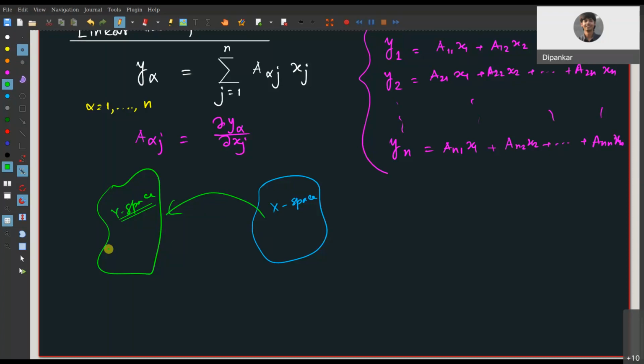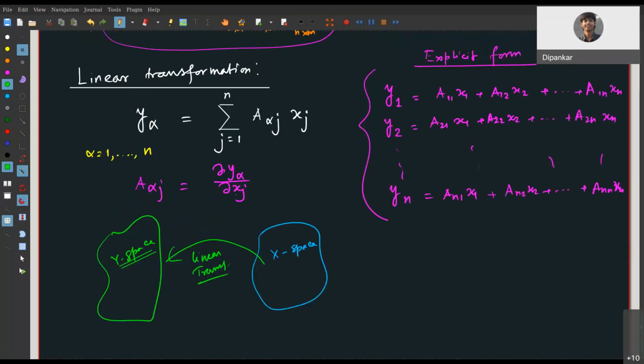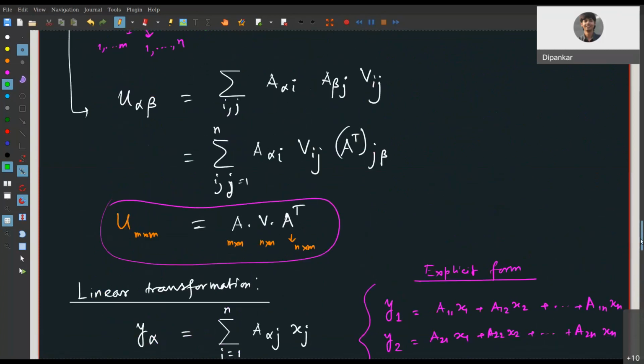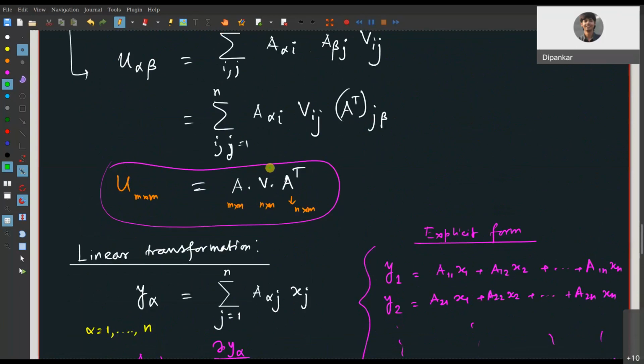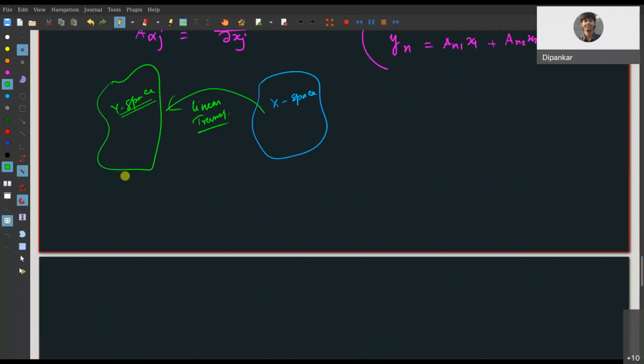In the special case that this transformation rule is linear, I call it a linear transformation, so that this holds. That means the coefficient matrix, del y_alpha del x_j, a_alpha_j, is a constant matrix, no matter at which x you are looking. Then what is my essential point? My essential point is to relate the covariance matrix in y space to the covariance matrix in x space. The covariance matrix in y space, U, should be related to the covariance matrix in x space, V, and it will be transformed like this: A V A transpose, where this A matrix is precisely a11, a12, and so on.